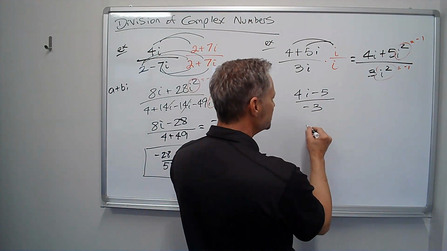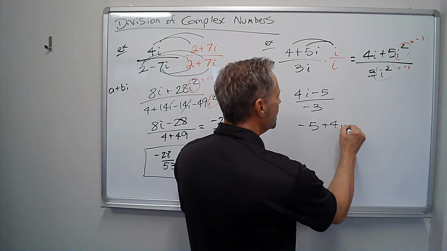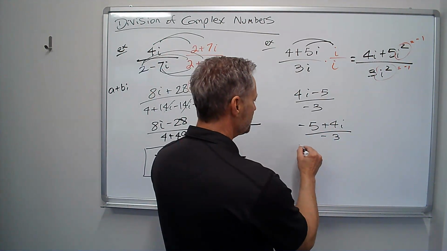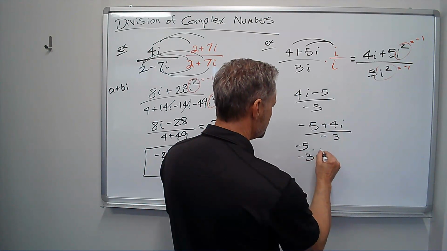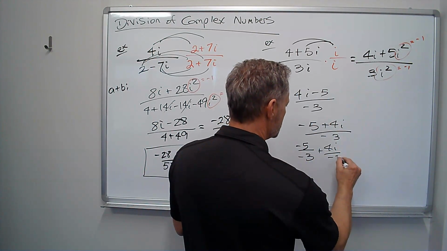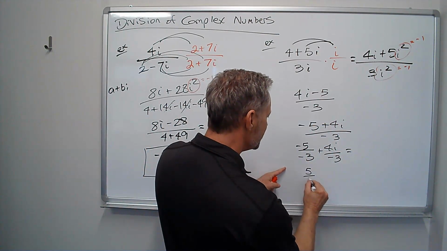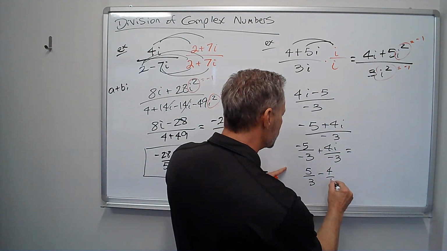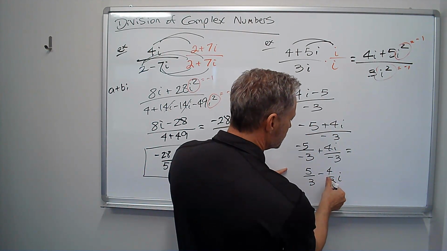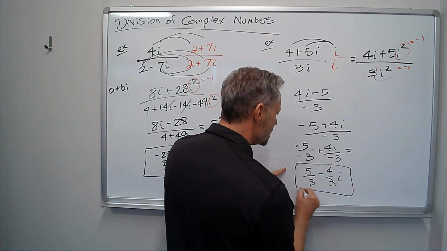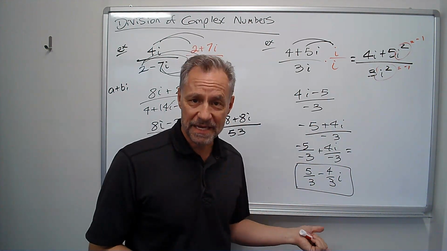Again, we want to change the order. I'll go negative 5 plus 4i over negative 3. Then I'll break it up into a plus bi form. And then just simplify. 5 thirds minus 4 thirds i. Let's erase that and get that as a nice looking 3. And again, I'm in a plus bi form.